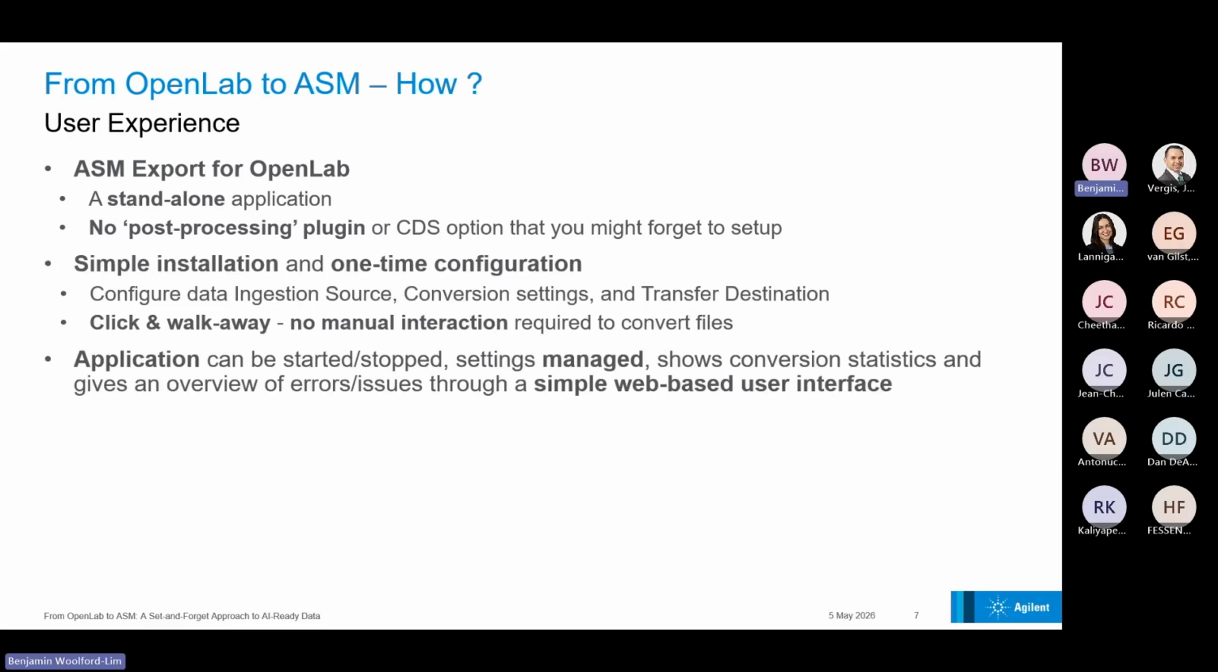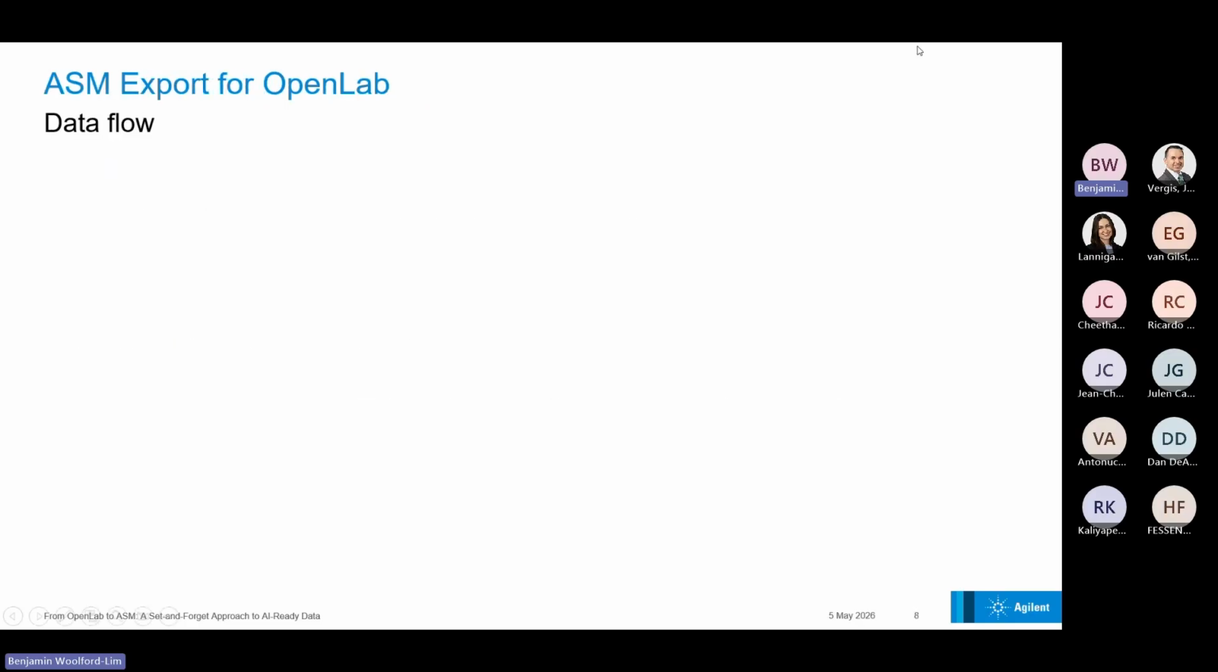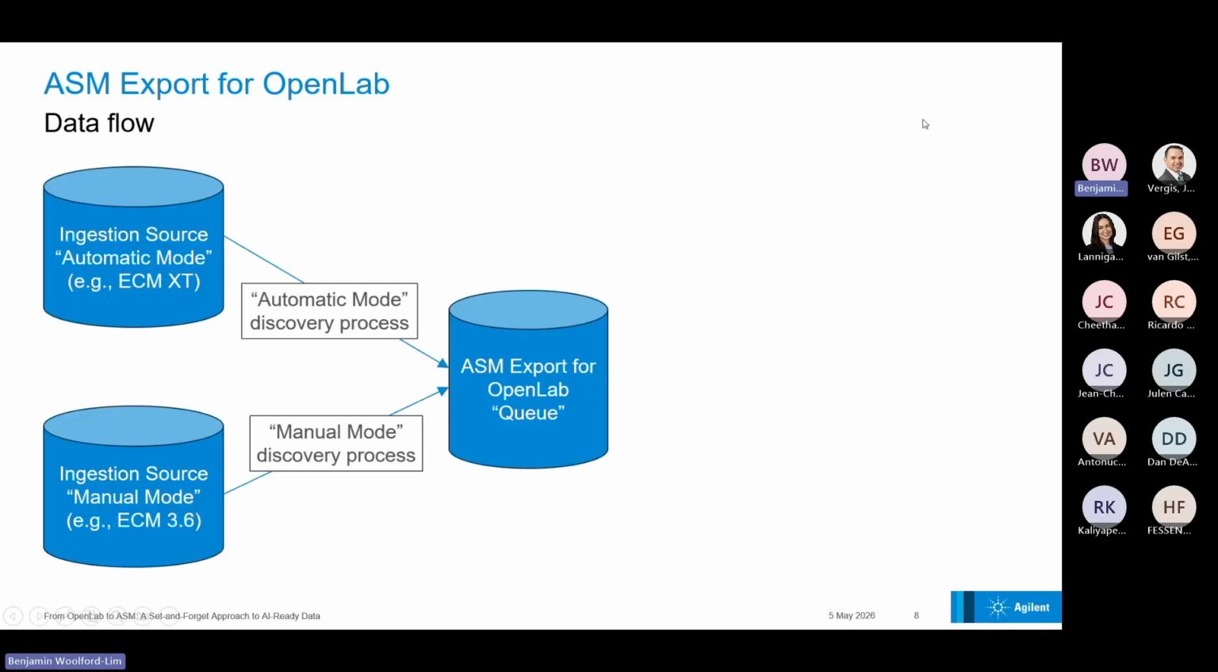And it's a simple installation. It's a one-time configuration. You define your ingestion source, which is the ECM instance, and your credentials. Then you define some conversion parameters, like whether you want to include certain raw data, yes or no. You define your transfer destination, an Amazon bucket or local file system. You click and walk away, and once that is set up, all your data will get converted on the fly. And you have a simple web-based user interface, which I will demo in a few seconds.